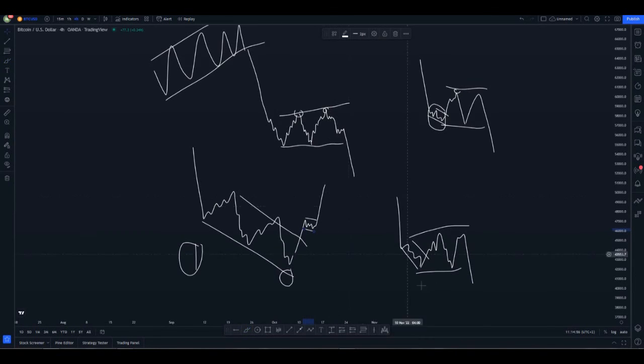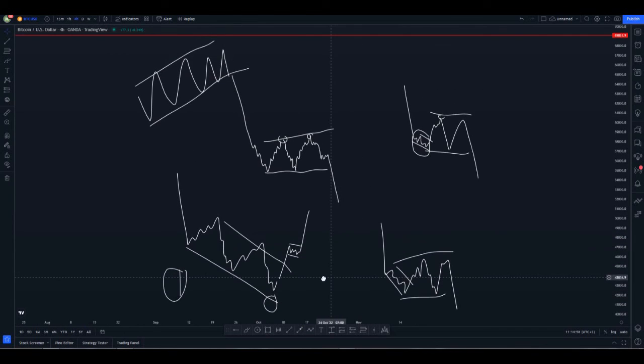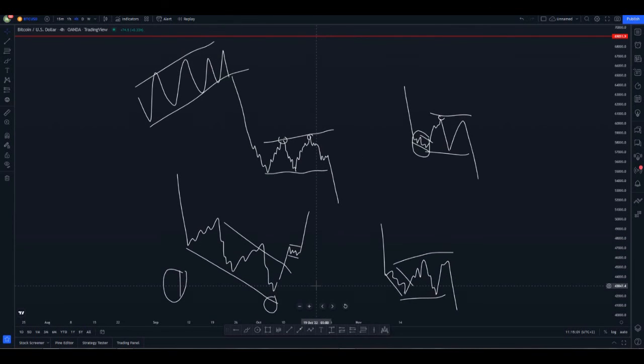You see, basically 4 patterns that we are looking at. Or let's not say 4, rather 3 patterns, because one pattern works in both scenarios, right? The corrective pattern works in both the bullish and the bearish.